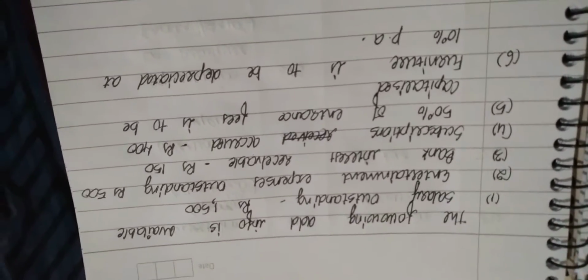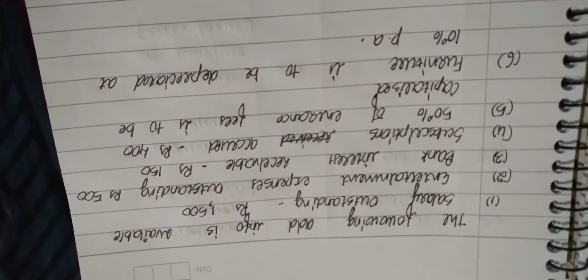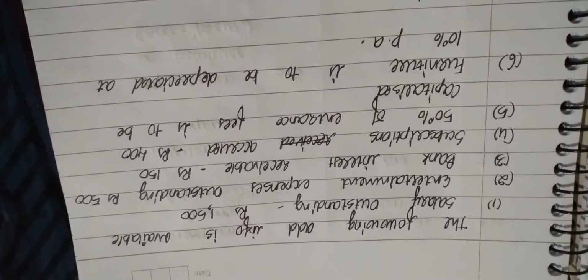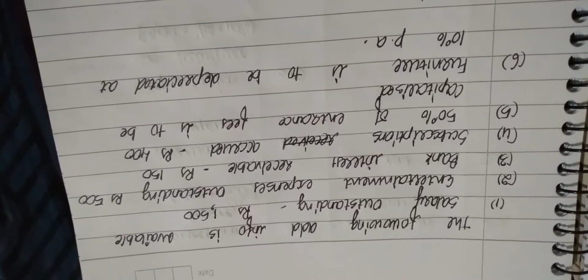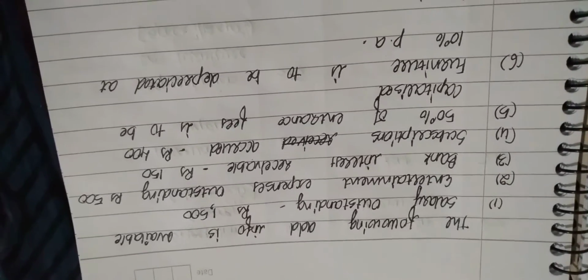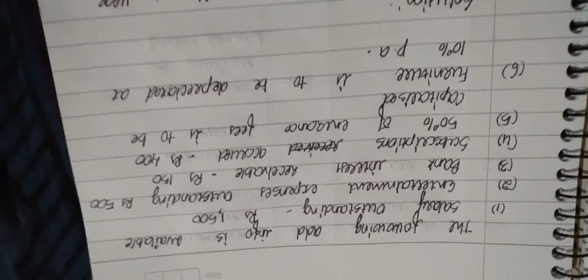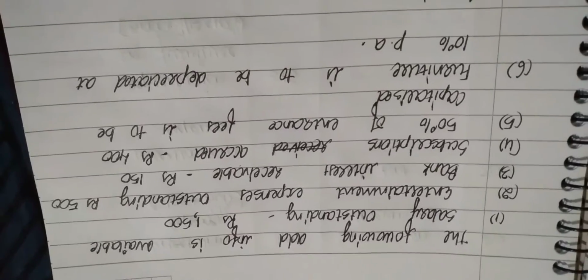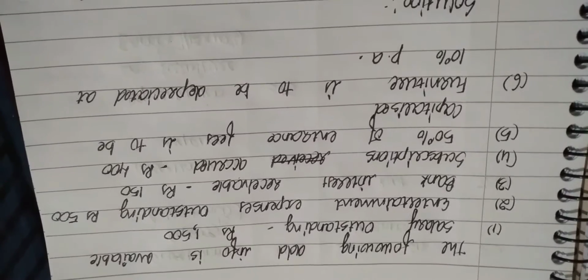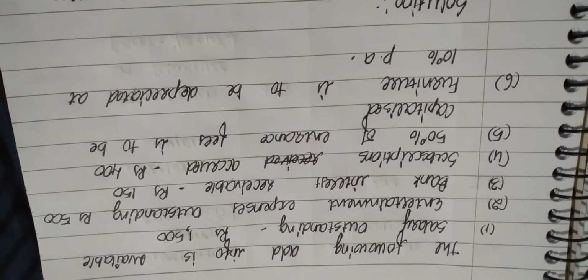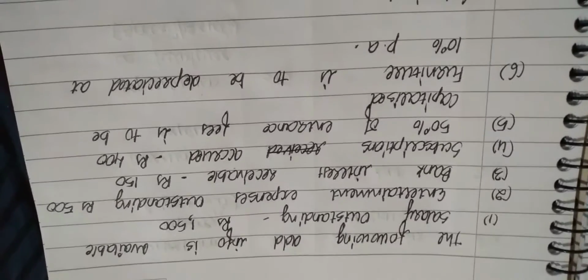Now let's see the adjustments. The following additional information is available. Salary outstanding rupees 1500. Entertainment expenses outstanding rupees 500. Bank interest receivable rupees 150. Subscriptions accrued, which means outstanding. 50% of entrance fees is to be capitalized. Furniture is to be depreciated at 10% per annum.